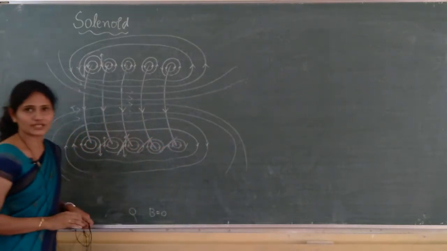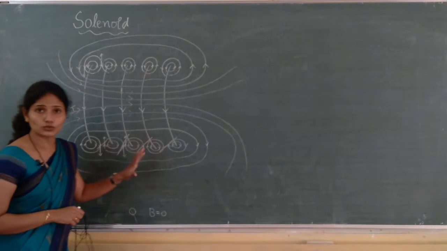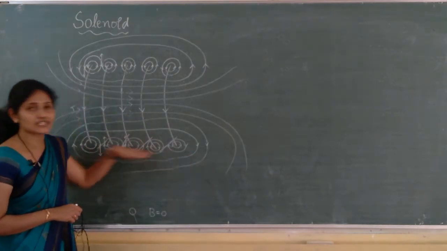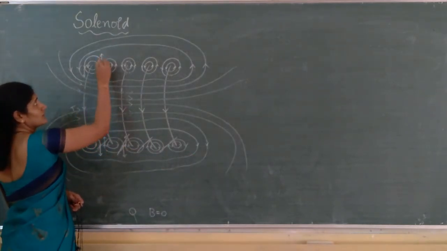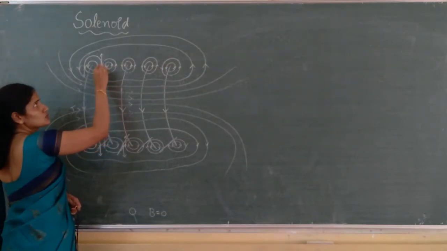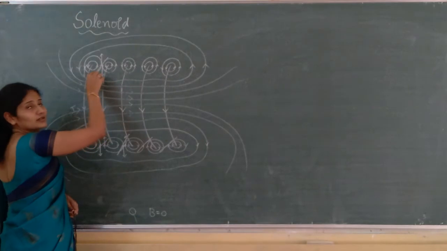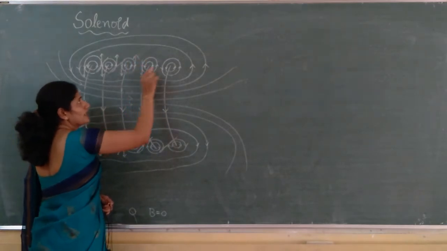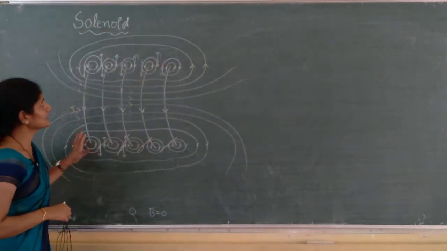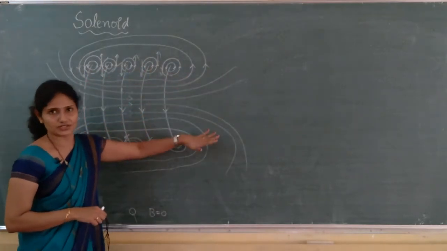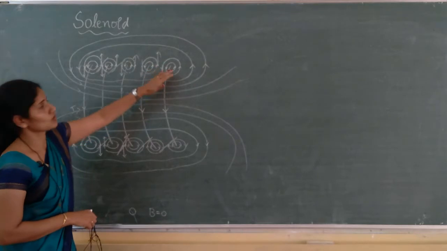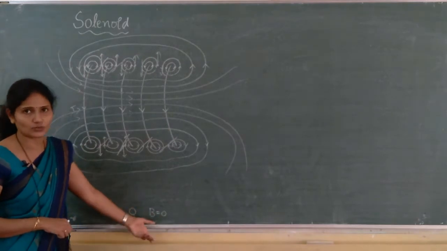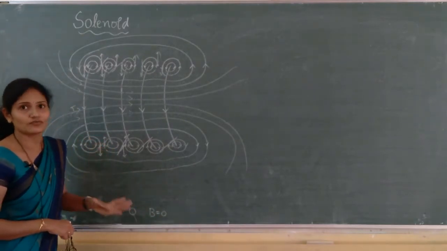So, at the surface, the magnetic field due to the neighboring turns cancel each other, or the magnetic field vanishes at the surface. Here also, this is the direction of the magnetic field, here this is the direction. These two are neighbors, therefore the magnetic fields cancel each other. So, at the surface, the magnetic field due to the neighboring turns vanishes, right? So, B is equal to 0. The net B becomes equal to 0 at the surface. Outside the surface, B is equal to 0, because the magnetic field is very weak.